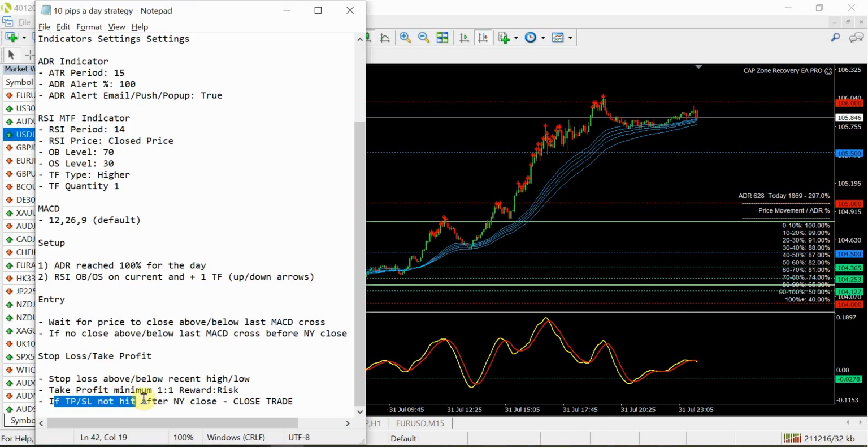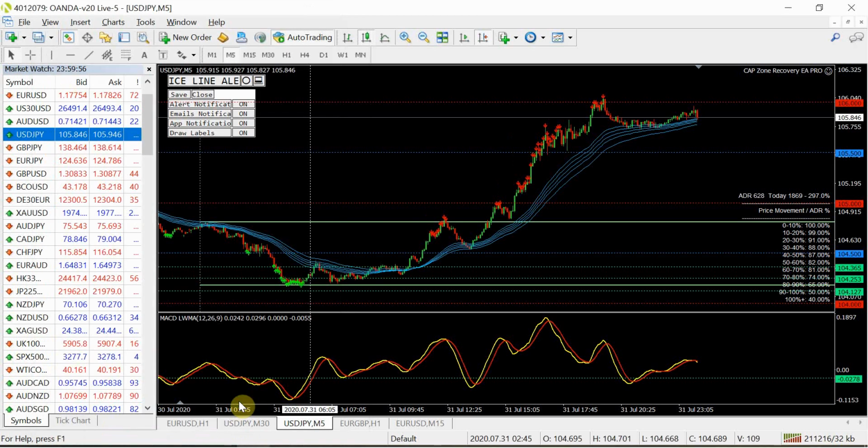And if the take profit or stop loss is not hit after NY close the trade. So if you're doing this on a Friday, you just need to make sure you do it just before the market closes. But effectively, wherever price is, whether you're at a loss or you're in profit, close the trade out, because again, we are starting a new day, and therefore we're talking about new ADRs and things like that. So make sure that you close the trade.